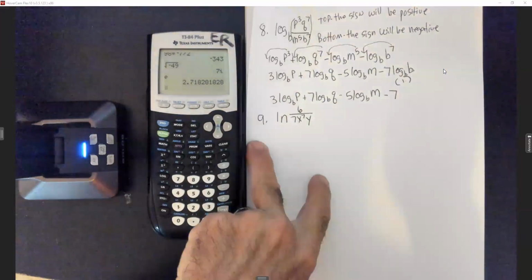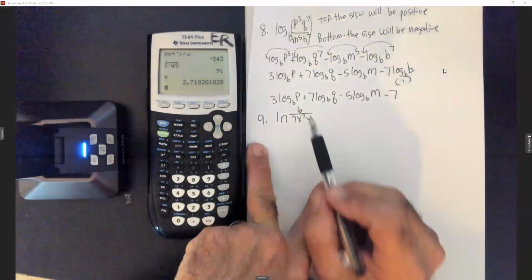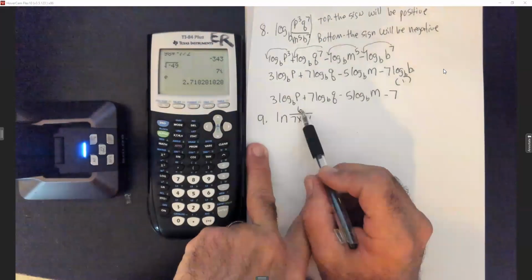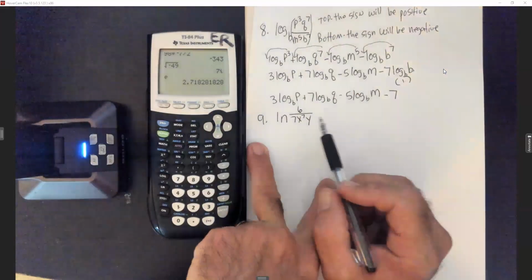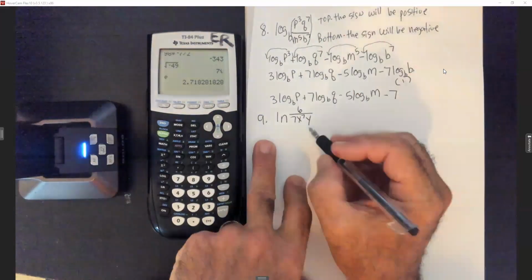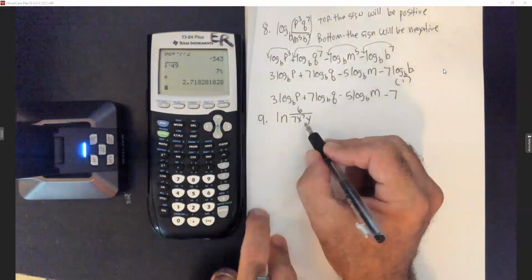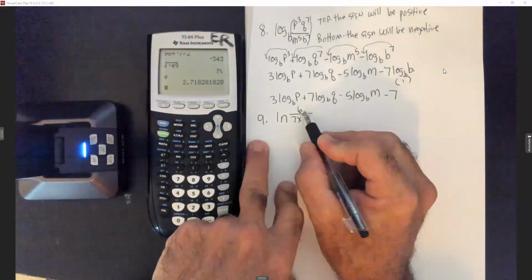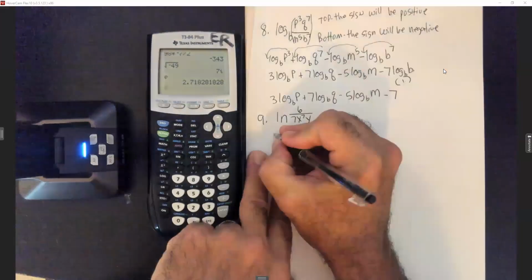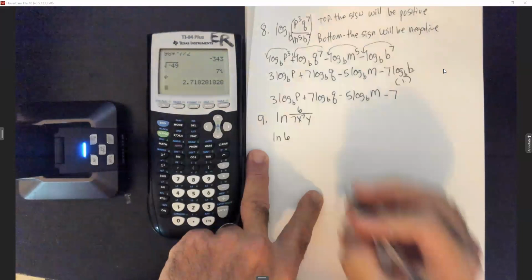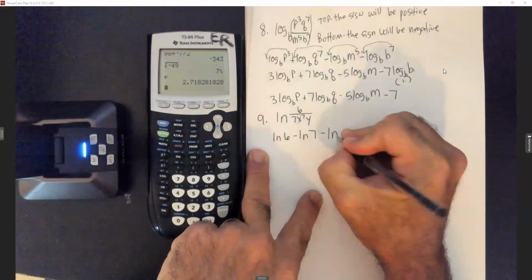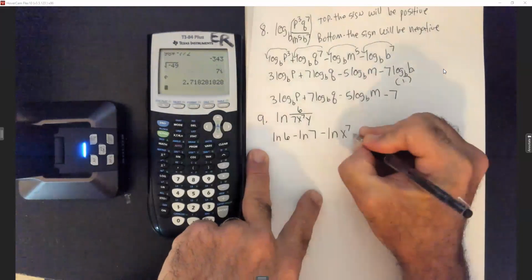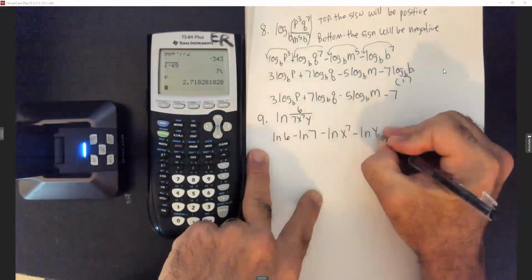So one of the first things you got to realize is you got the 6 on top, but on bottom you got 3 factors. You got a 7, the x's, and the y's. So all these, when I rewrite them, if they're on bottom, they're going to be negative, and on top, they'll be positive. So I'm going to follow the same rules, distribute my ln, so I get a ln 6 minus my ln 7 minus my ln x to the 7 minus my ln of y.